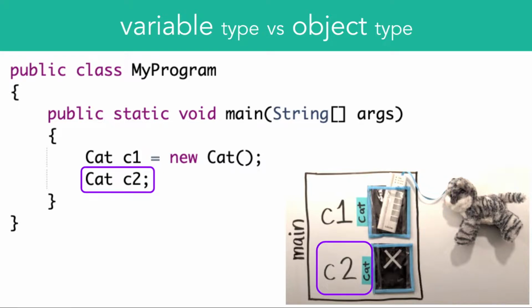Let's now look at Cat c2. Here we've made a variable of type Cat called c2, but we haven't given it a value. This has been represented by a little x with no remote control. This is null because we haven't assigned it a value.